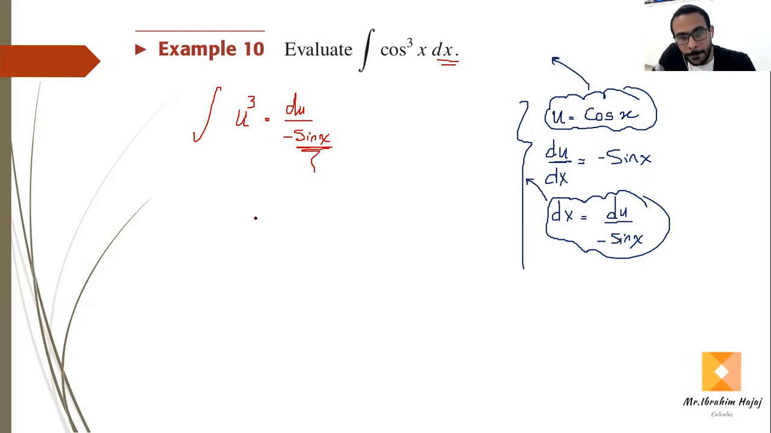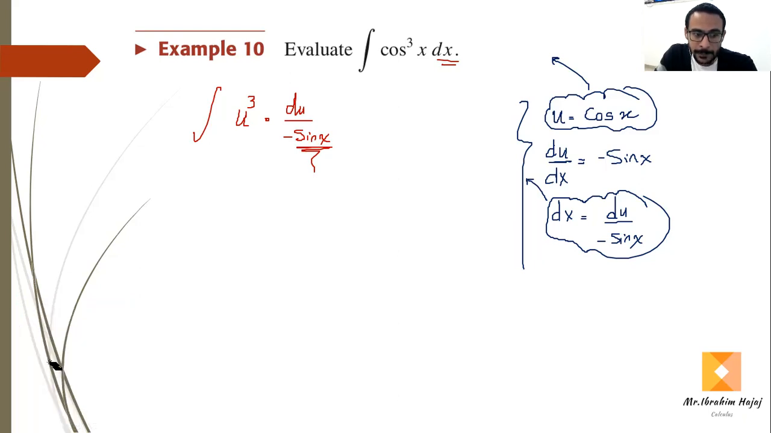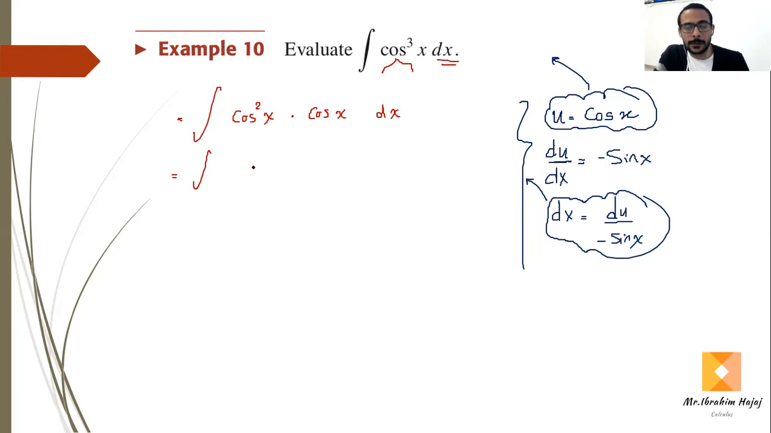Sir, maybe we can change the equation a bit first. Instead of cosine cubed, we can write cosine squared times cosine. Then we use the identity that cosine squared equals 1 minus sine squared. So let's do it step by step. Here, cosine cubed can be written as the product of cosine squared x times cosine x dx.